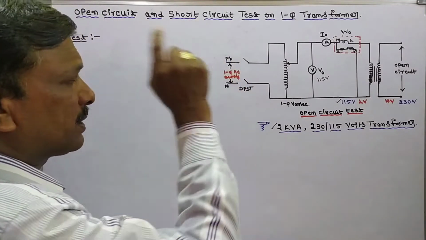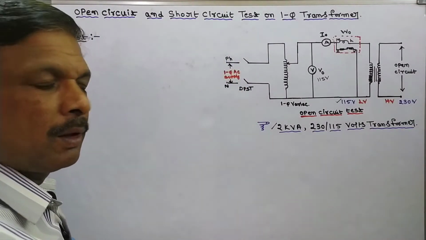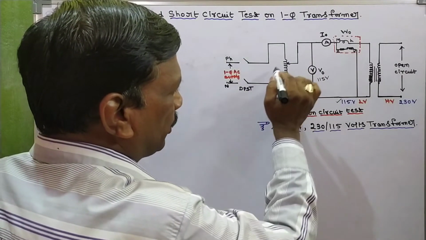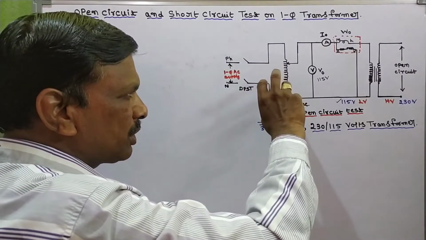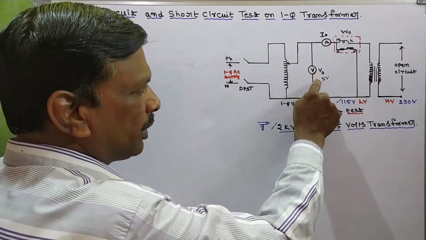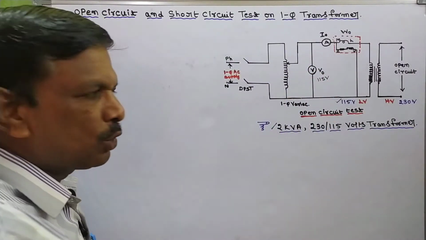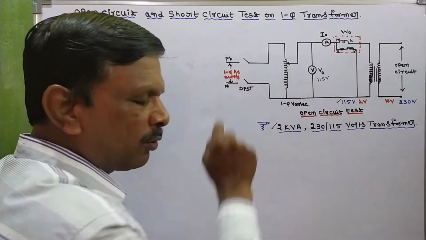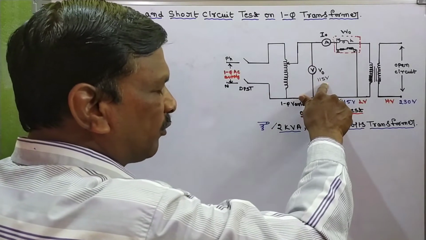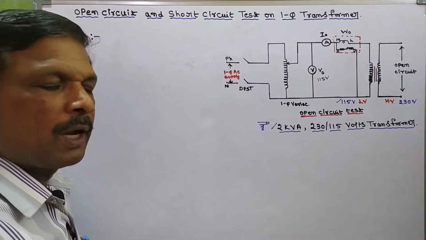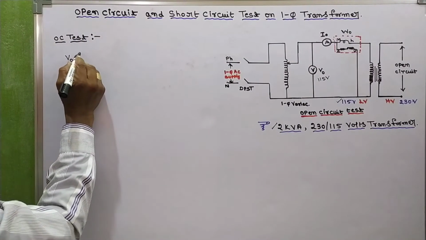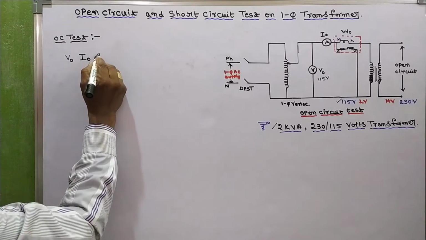When we give AC supply to the power and close the switch, we get power into the variac. By changing the variac, we are going to set the rated voltage of the primary side. So now the rated voltage of primary is 115 volts. After setting the voltage of 115 volts in the voltmeter, note down V0, I0 and W0.